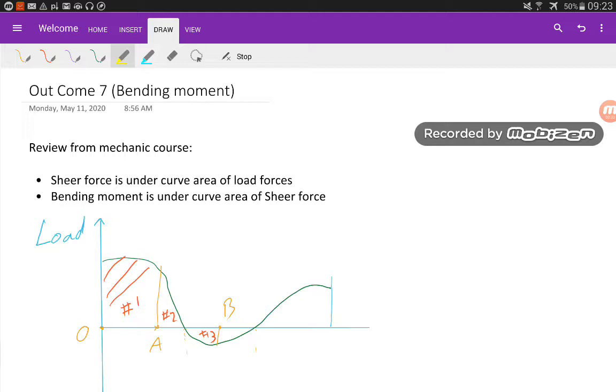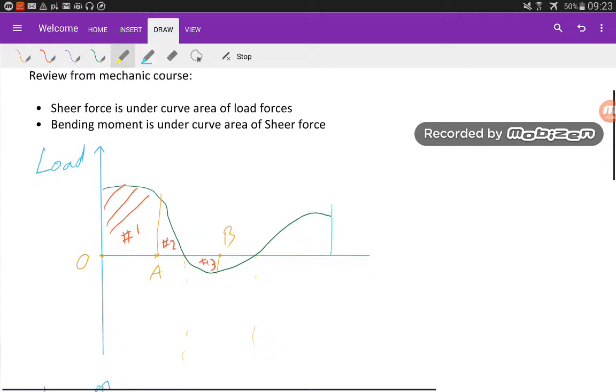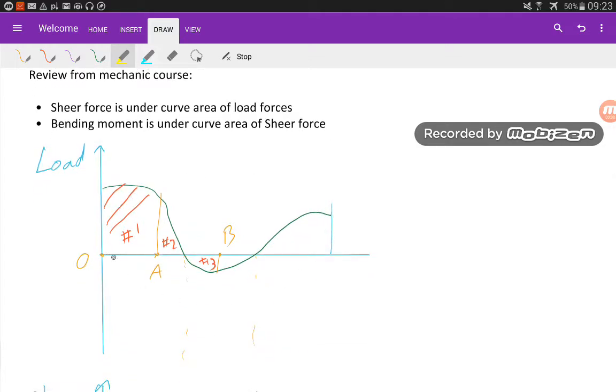So what that means, in this graph, assume this is your lever from point O to point X, and I assume 2 points, point A and B. We want to calculate shear force and bending moments at point A and point B.